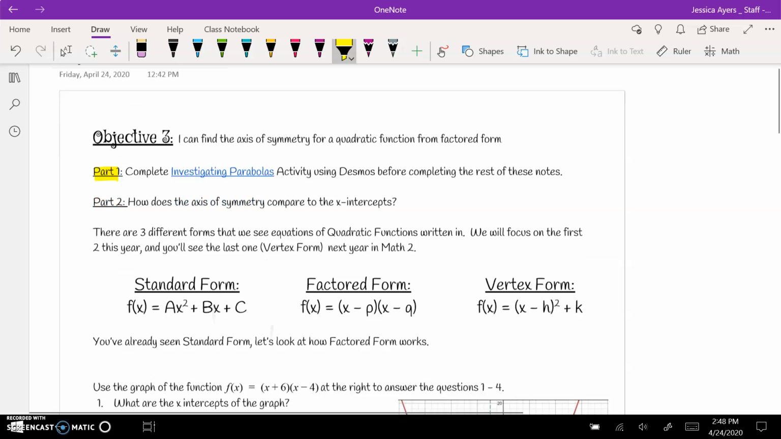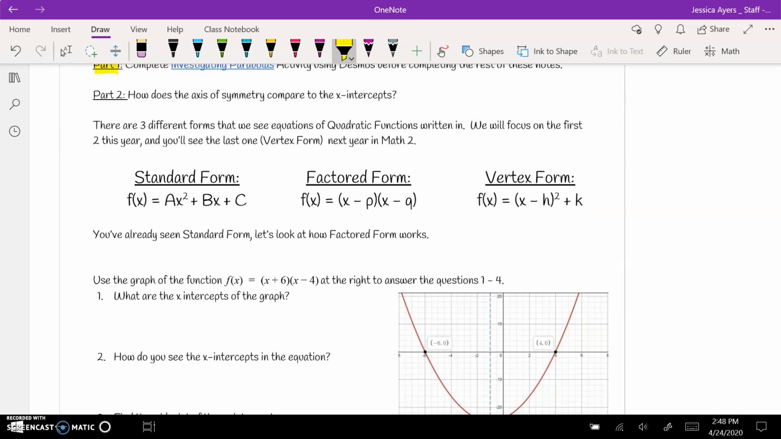So part 2, how does the axis of symmetry compare to the x-intercepts? There are 3 different forms of quadratic functions. We will focus on the first 2, standard form and factored form. Vertex form you'll talk about in Math 2 next year. Standard form we've talked about already. You've seen it last week. f(x) = ax² + bx + c, where remember that a cannot equal 0.